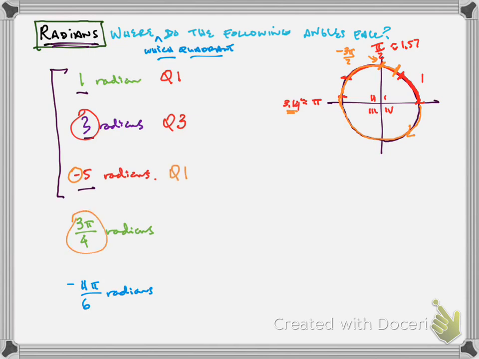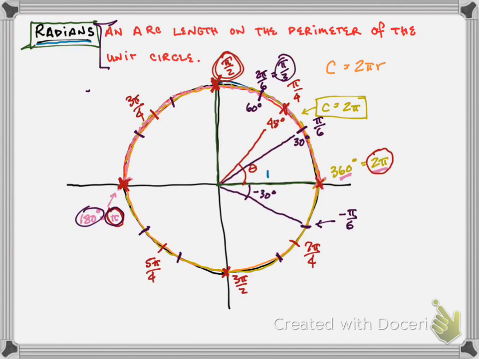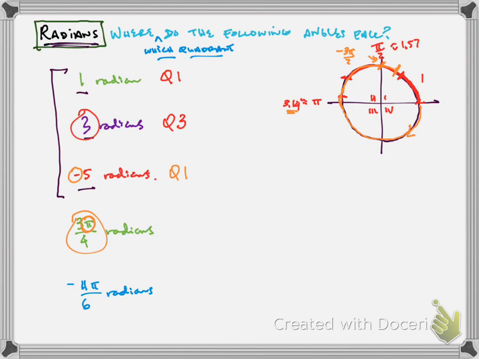3 pi over 4 radians. So now notice that there is a pi. We talked about pi's in the previous slide. And so 3 pi over 4, let me change colors here. Here's 1 pi over 4, 45 degrees. 2 pi over 4, that's pi over 2. 3 pi over 4 would cut quadrant 2 in half. And so 3 pi over 4 falls in quadrant 2.